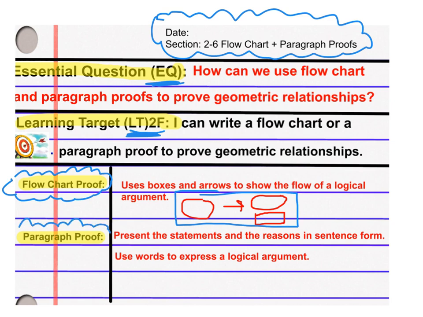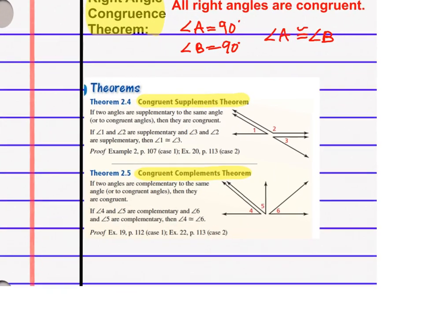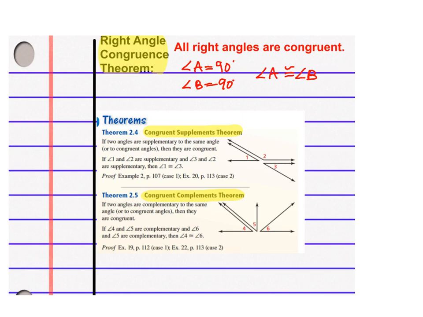Paragraph proof, just like it sounds, you're basically writing it out in words. So you're using sentences to write it out, and depending on the problem and what you're being asked to prove, sometimes a two-column proof will be best, sometimes a flowchart, sometimes a paragraph will actually be easiest. So that's why we teach you all three, so that you have those tools available to you. Pause the video if you need more time.